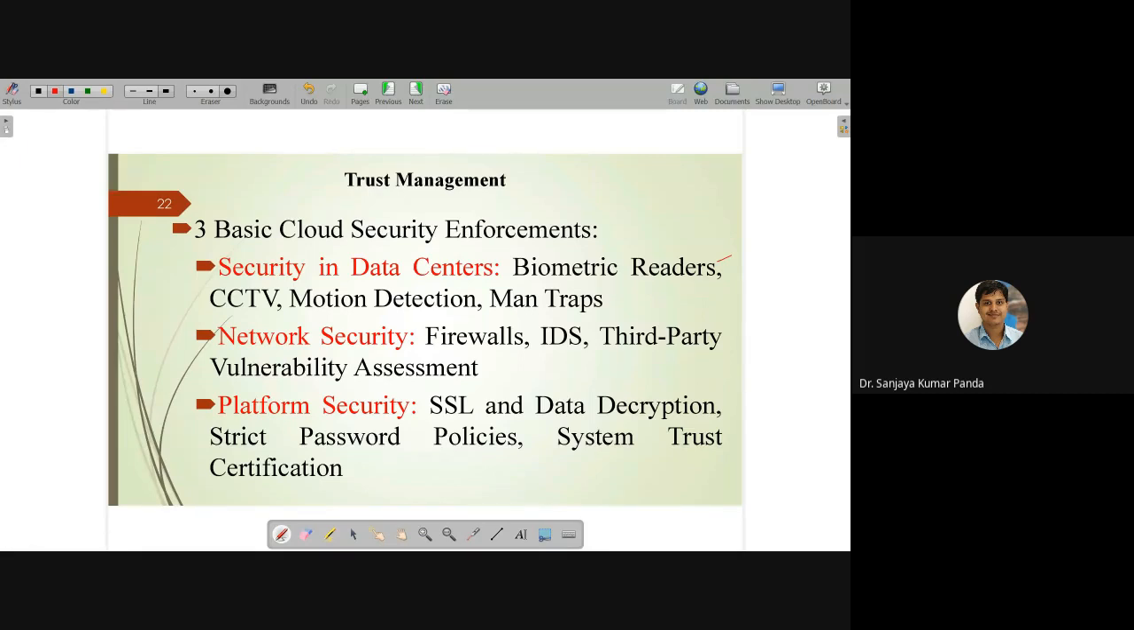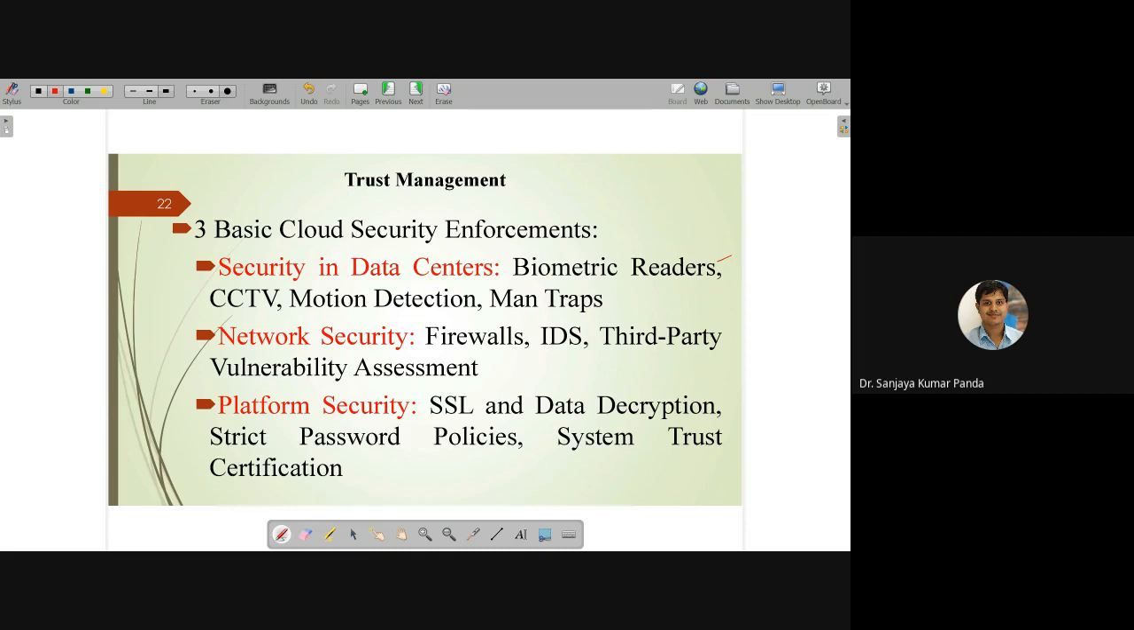Like if you go for coal mines area, nowadays we deploy motion detector sensors. If any person is stuck at any particular place, we can easily detect them, and if any man trap is also there, we can identify it and take preventions. We also have network security measures like firewalls, IDS, and third-party vulnerability assessment, through which we can ensure that our network is completely secure.